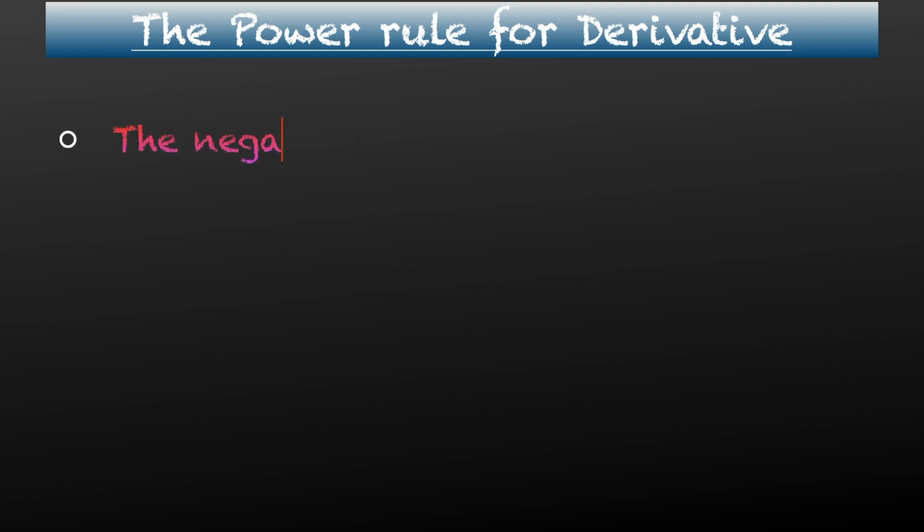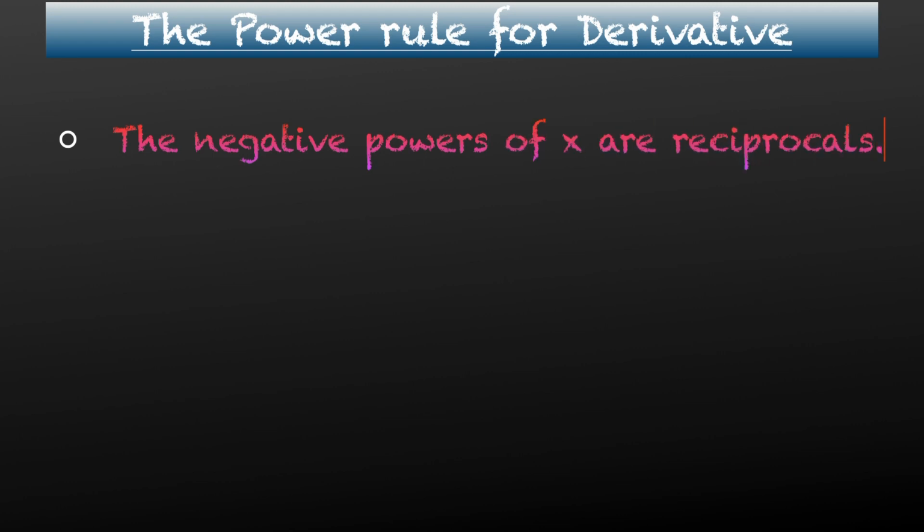The negative powers are reciprocals. Let's take a look to understand the concept. See the term 1 over x. It means you are going to move x from bottom to top. If x comes in the numerator, the power becomes negative 1. Whenever you move any term from top to bottom or bottom to top, the exponent of the term changes.